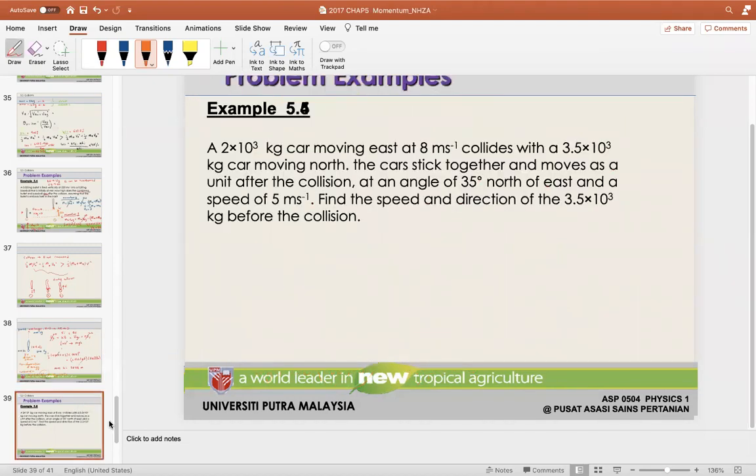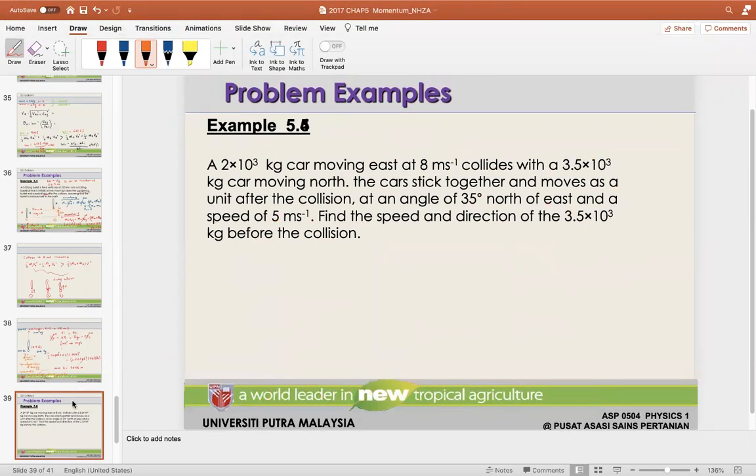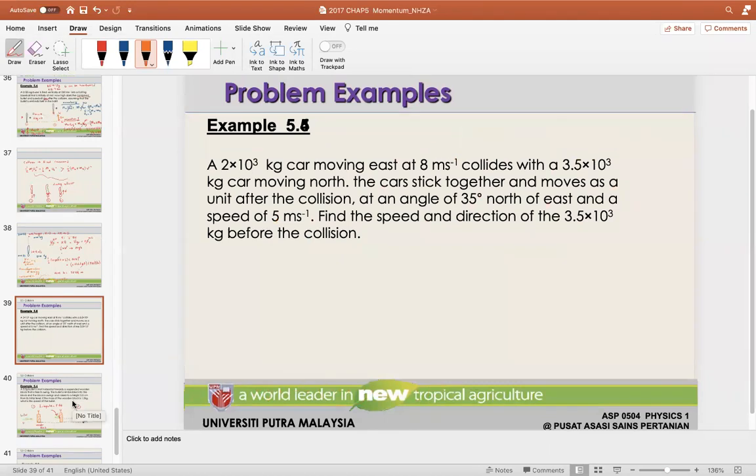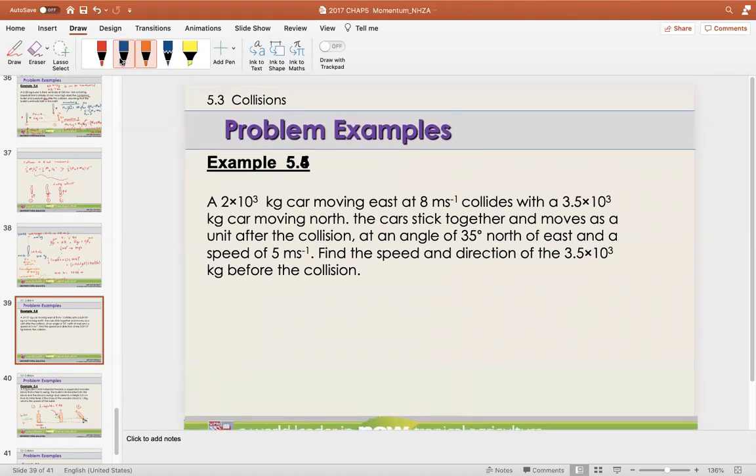Alright. So next example. Oh, we have 15 minutes left. Kejap saya tengok. Sempat tak nak siapkan. Saya rasa senang juga ni. Let's just try, okay? Kalau tak sempat siap within 10 minutes, let's just continue next class.